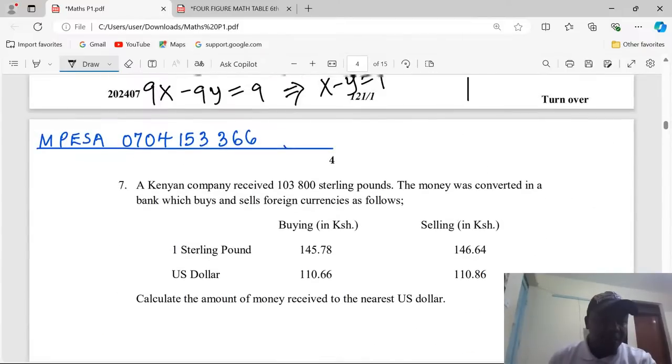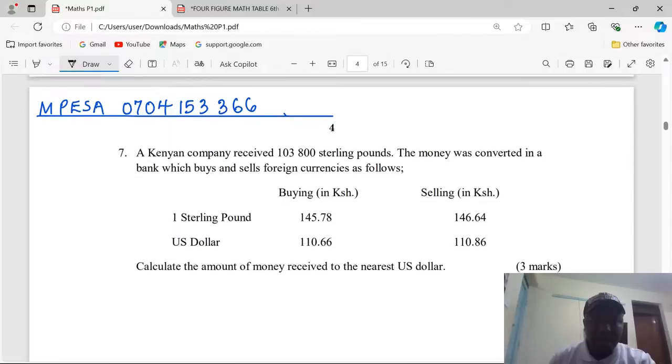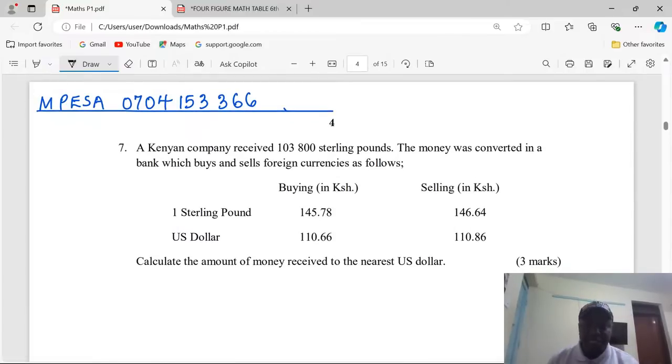The next question now, we should be in number 7. Our table is still on the screen. Remember to use it. Number 7. We are talking about a Kenyan company that received 103,800 sterling pounds. The money was converted in a bank which buys and sells foreign currencies as follows. So we have 1 sterling pound, 1 US dollar, the rate in Kenya shillings. We are asked to calculate the amount of money received to the nearest US dollar.